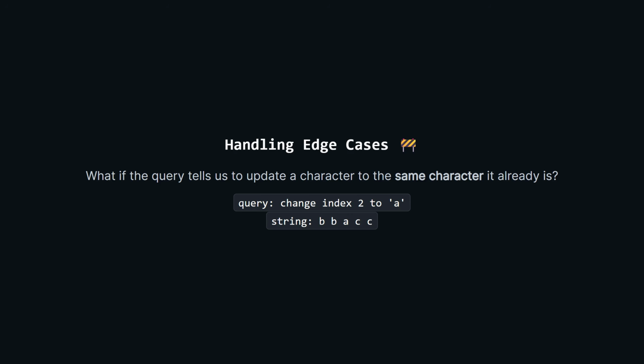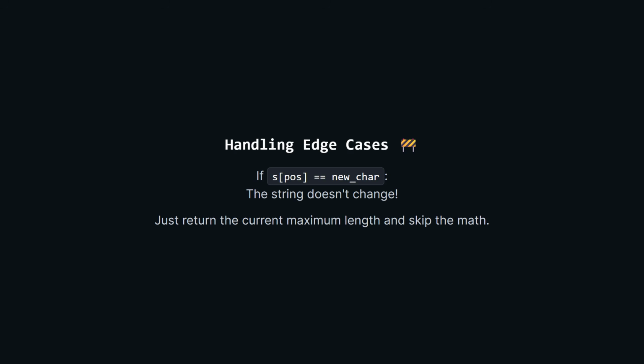You always have to think about edge cases. A simple one here is, what happens if a query tries to update a character to the exact same letter it already is? If the new character is identical to the old one, the string doesn't change at all. In both approaches, we can simply recognize this, skip all the complex merging logic, and just reuse our current maximum length to save time.